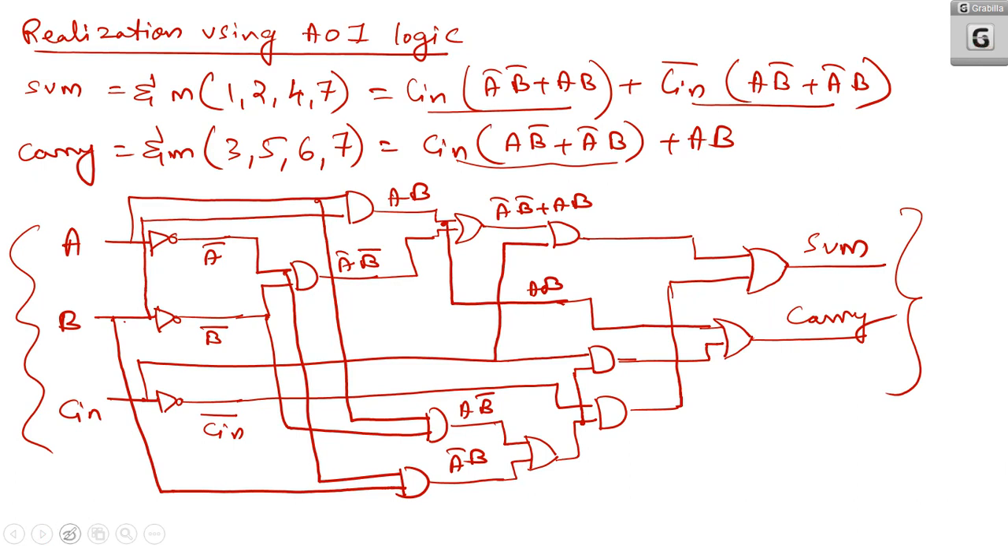So with that I am ending this lecture. In the next lecture we will deal with a realization of this full adder using NAND gate, and in the lecture succeeding that we will deal with a realization of full adder using NOR gate.